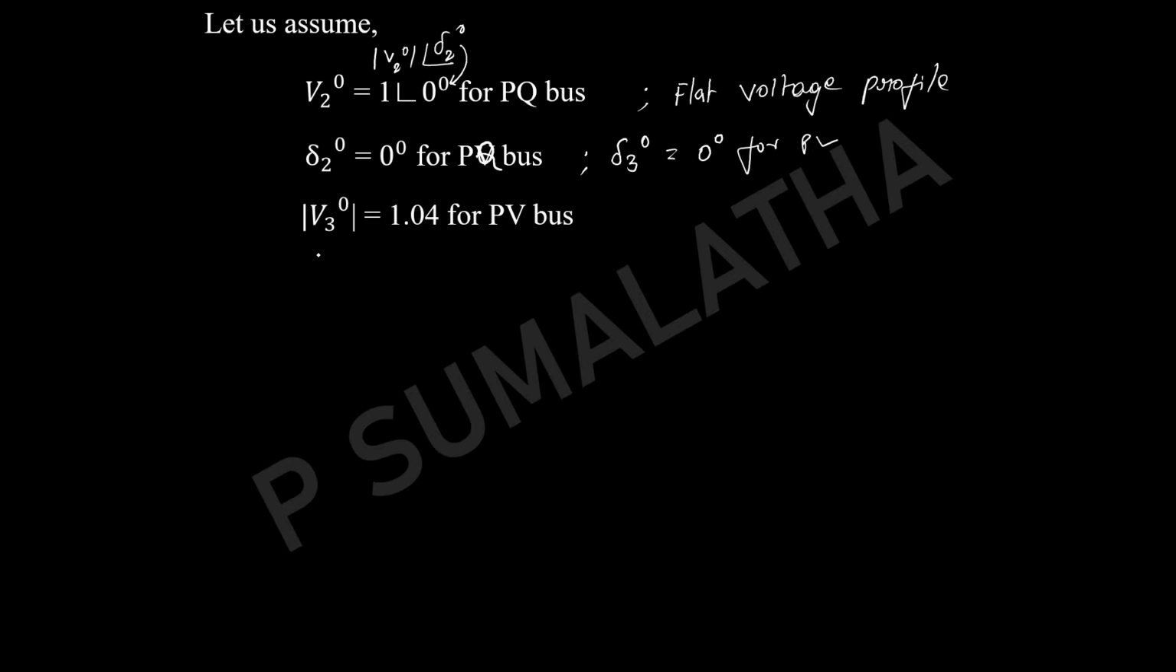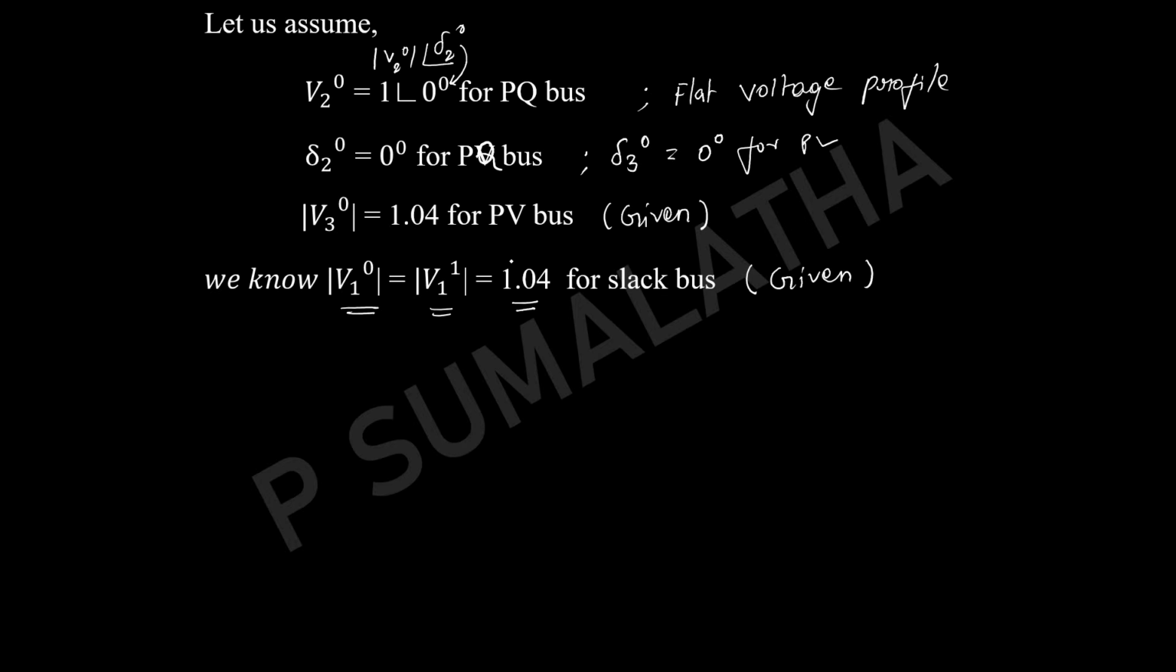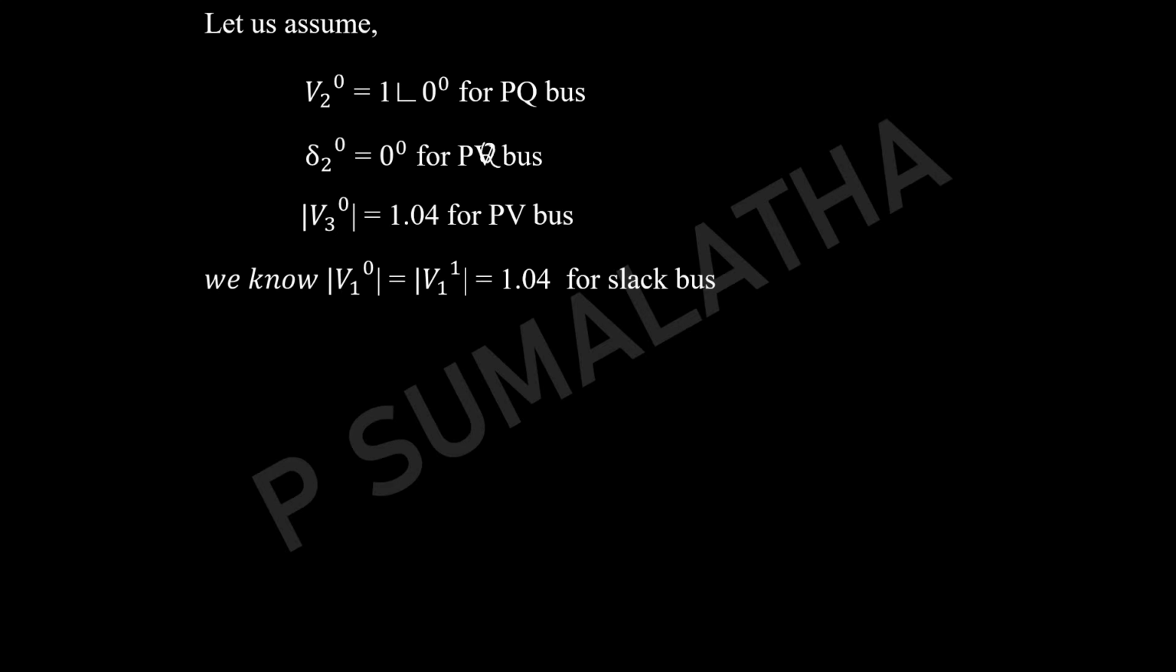The next one is for the PV bus, where it is a given value. Mod V3 is given as 1.04 for the PV bus. This is a given value. Whichever magnitudes they have given, they will retain the same value for n number of iterations. That means V3 at the 0th iteration is this much, and for n iterations also the value will not change. So that will be 1.04. Now let us recall the equations. We know delta P by mod V is the B prime matrix into delta del.